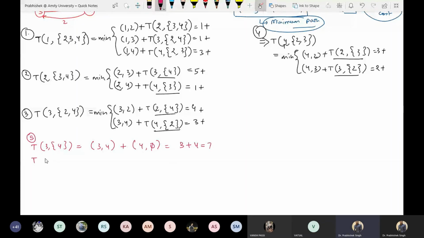Now I will calculate T of 4, 3. So 4 to 3 and now 3 to null. So this will become 4 to 3, which is 2. 3 to null means 3 to 1. You will go from 3 to the original vertex, which is 1. So this will be 3.